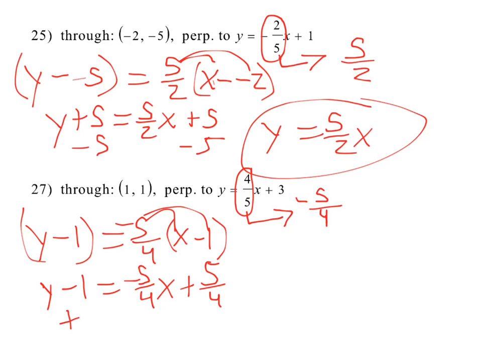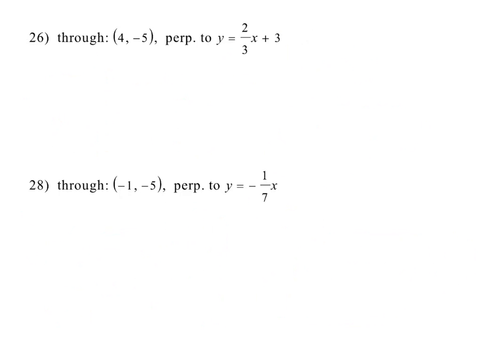And now we need to get rid of the little extra bit there, the minus 1, by adding 1 to both sides. We'll get negative 5/4 x. And in case you've forgotten, 1 is the same thing as 4/4, so it's 4/4 plus 5/4, which is going to be 9/4. And that's going to be the last part of that one.